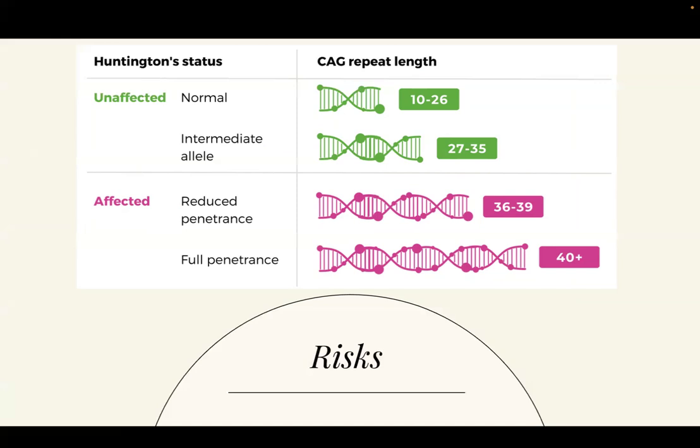The majority of patients with Huntington's disease have 40 to 50 CAG repeats, with the normal number of repeats being less than 28. As you can see in the picture, the first green DNA is the normal amount of repeats that someone will have, and the pink has 40 plus repeats of CAG, which is not normal, and that is what they believe causes Huntington's.